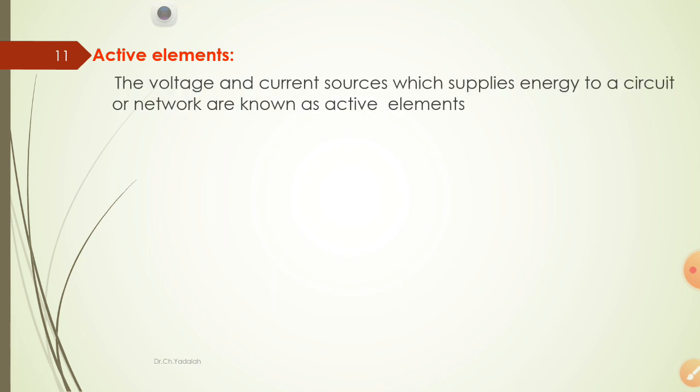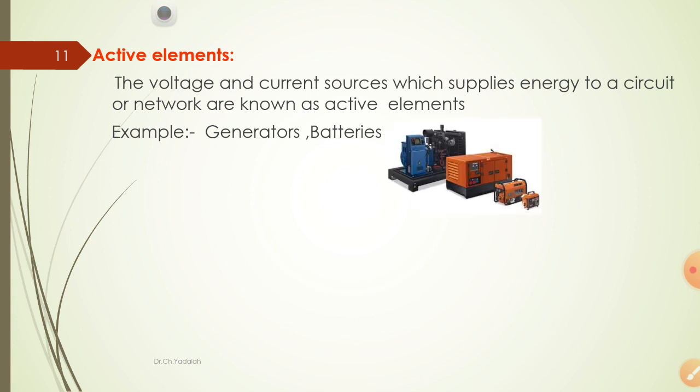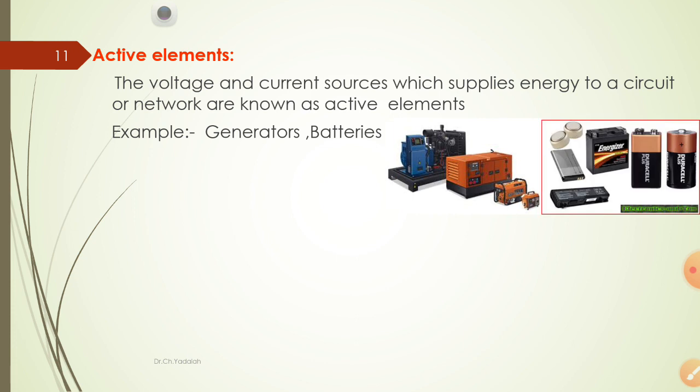Now let us see what we mean by active elements in detail. The voltage and current sources which supply energy to a circuit or network are known as active elements. The flow of charge particles is nothing but current. Whether it is a voltage source or current source, it supplies to the load, and that is known as an active element. For example, generators and batteries. So these are generator sets; you can see the size of the generators. It may be 1 kilowatt, 10 kilowatts, 50 kilowatts, 100 kilowatts; you can see the size of the diesel generators and electric generators also. At the same time, you can see here the batteries, different types of batteries.